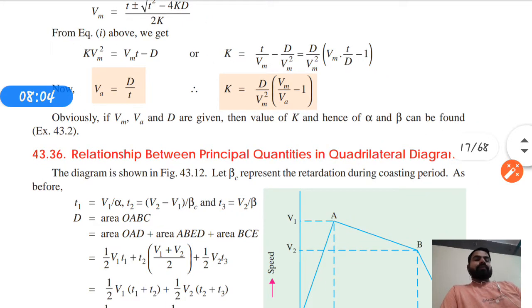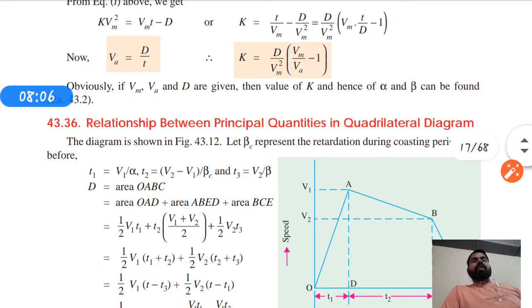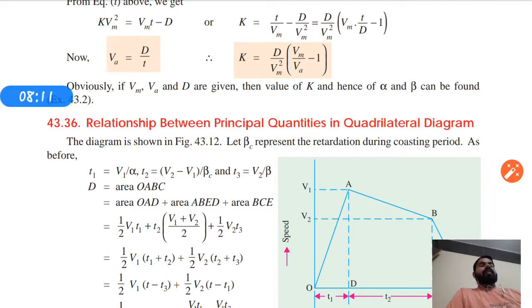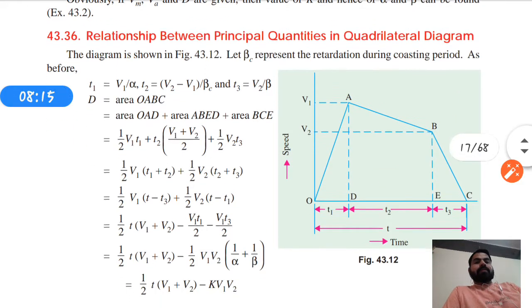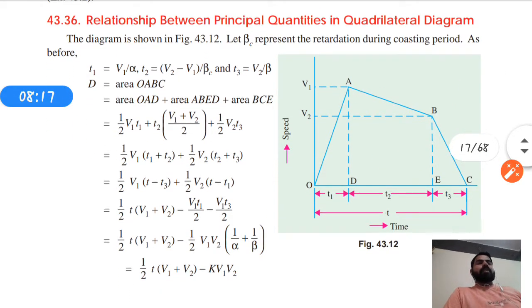Similarly, obviously if Vm, Va and d are given, the value of k and hence of alpha and beta can be found, okay. Now the relationship between the principal quantities in the quadrilateral diagram.